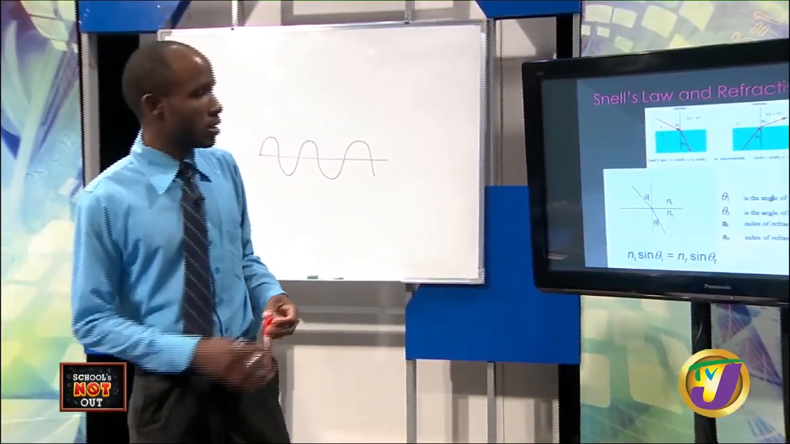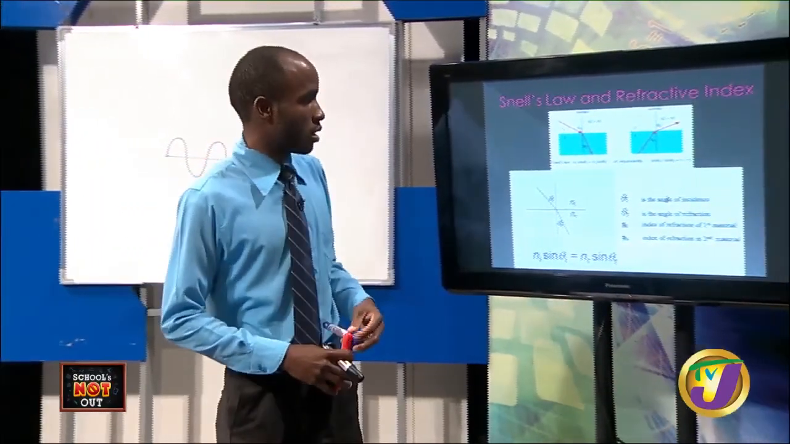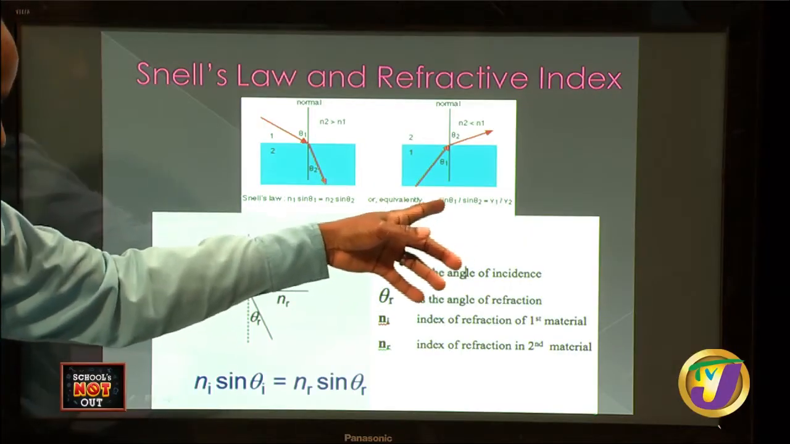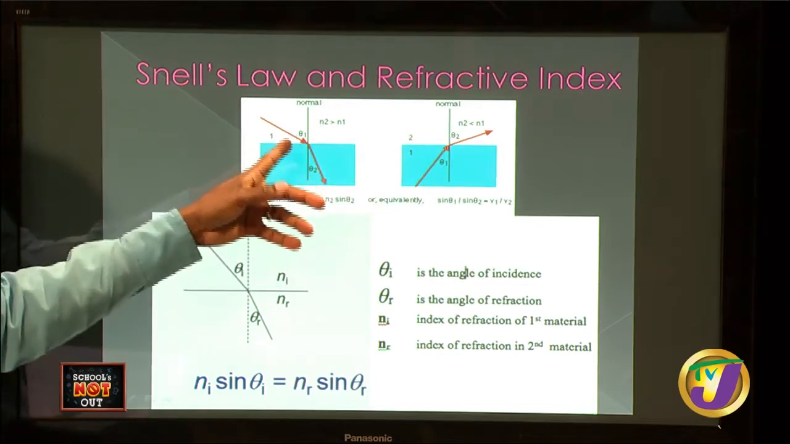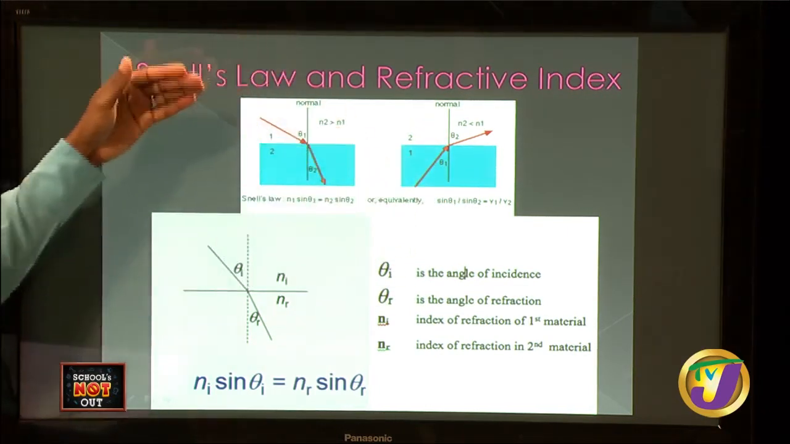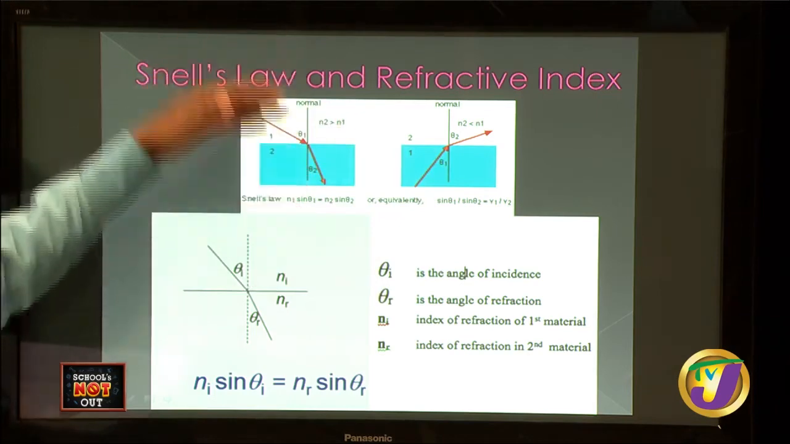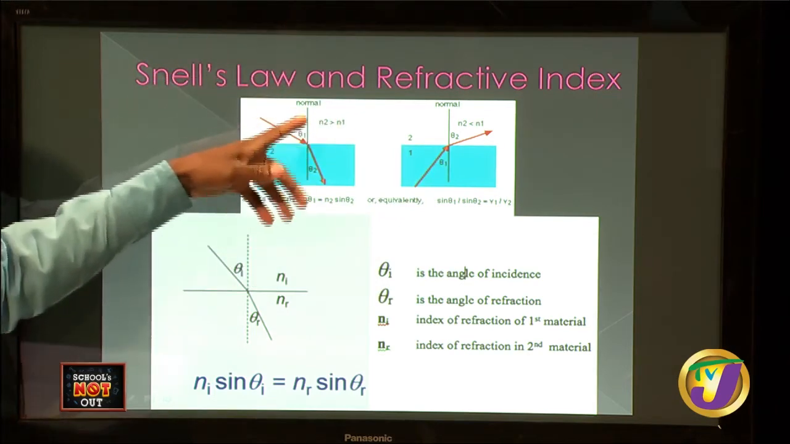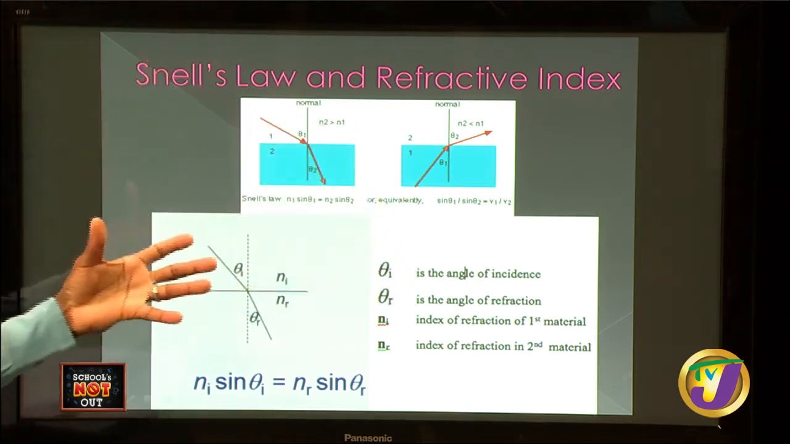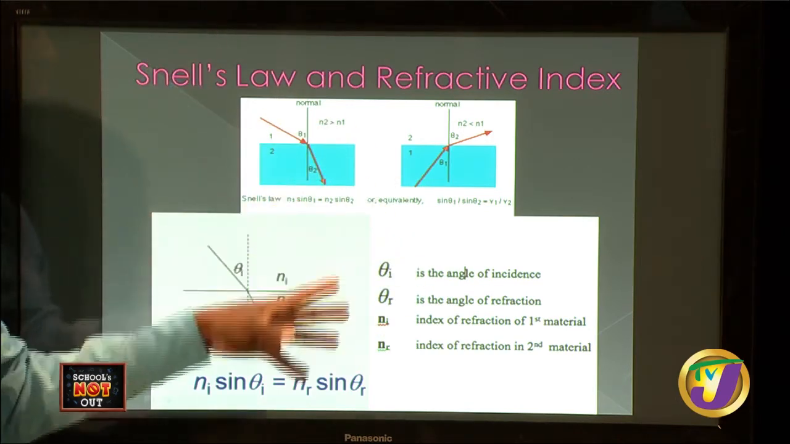Another way of stating it is to say, because right here you can see it, equivalently sine theta 1 over sine theta 2. Theta 1 is here, theta 2 is the other one. So essentially they're comparing the angles between the two media. So they can compare angles, they can compare speeds. Whichever way you look at it, it will give you the refractive index.